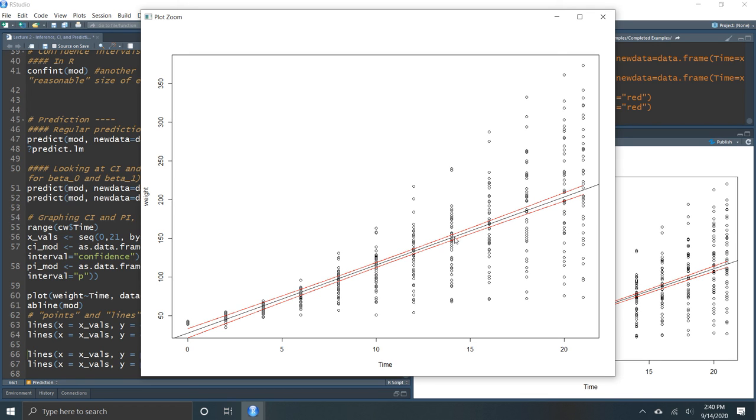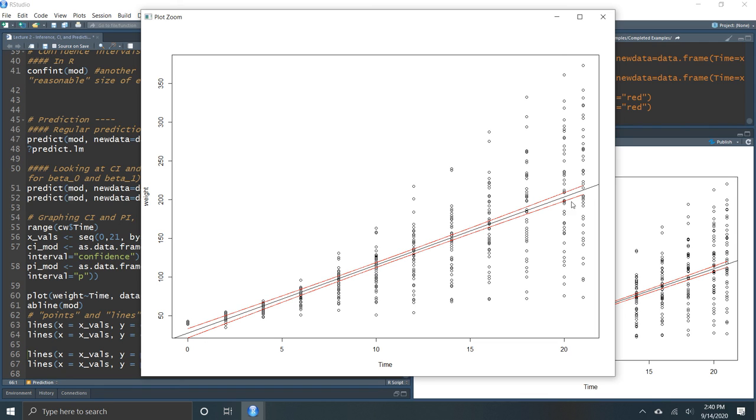So what the confidence interval would mean for, like, time equals 14 is I'm 95% confident that if I took the mean of not just this data, but the population data at time equals 14, not just the sample data, but all of the data, that mean will fall in between these red lines.